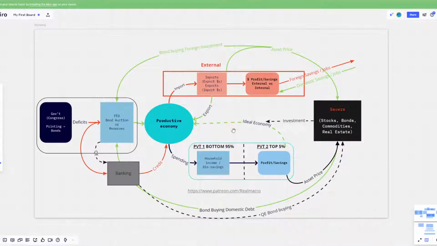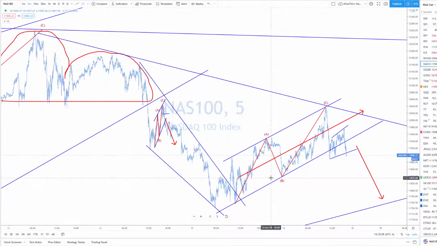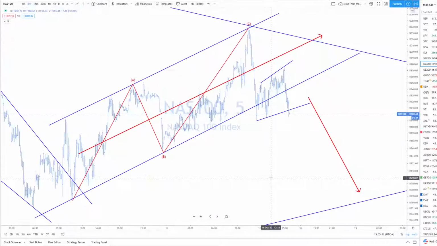And the algos kept pumping the stock market up and pumping it and pumping it. And everybody's like, yeah, trade wars, Trump, fuck China. Yeah, okay, where are they now? Where are they now?